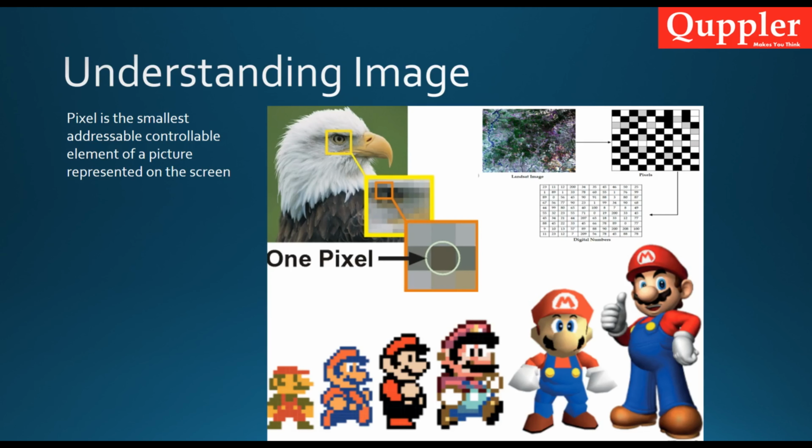So what is a pixel? A pixel is the smallest addressable control element of a picture represented on the screen. Let's say, for example, you would have all played Mario, and in that Mario you would have seen the evolution, how it evolved from when the first Mario design was invented. At that time it was 8-bit. So you can see here how it looks in 8-bit, and the evolution to this in HD pattern, how it looks now. The more you zoom into it, the deeper you get into this kind of image.